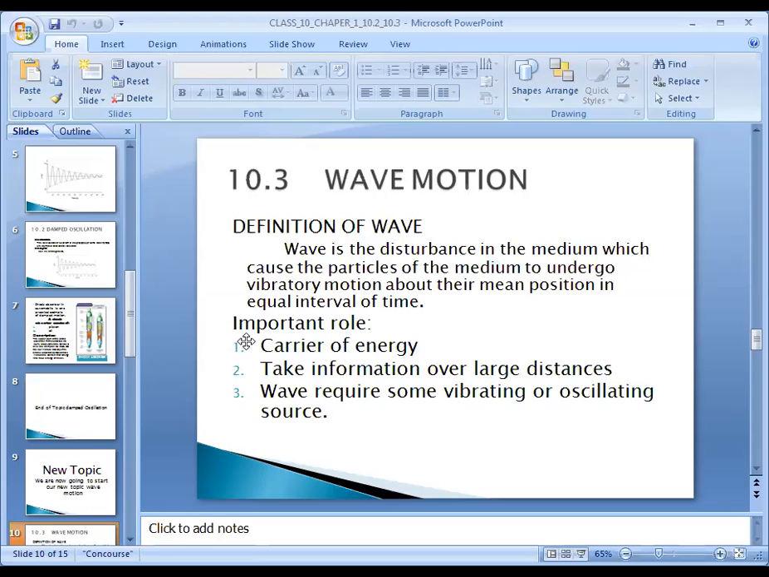Waves play a very important role in our daily life. A wave carries energy from one place to another. Second, it takes information over large distances. And third, a wave requires some vibrating or oscillating source. I will explain this shortly.